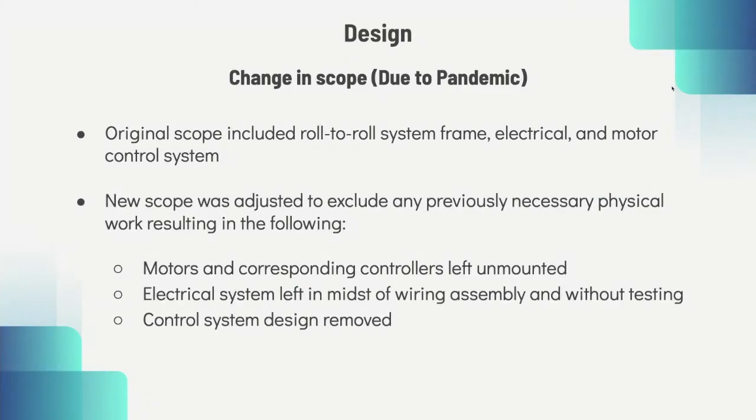Oftentimes, the scope is also affected by unforeseen circumstances or events. The coronavirus pandemic is a perfect example of a situation that none of us could have ever predicted. Regardless, the team had to adapt and overcome the challenge. The pandemic placed severe limitations on our ability to carry out our planned project scope. Because it was no longer possible to work on physically demanding aspects of the project, we could no longer complete more electrical work or last-minute assembly. This included more motor and controller mounting.